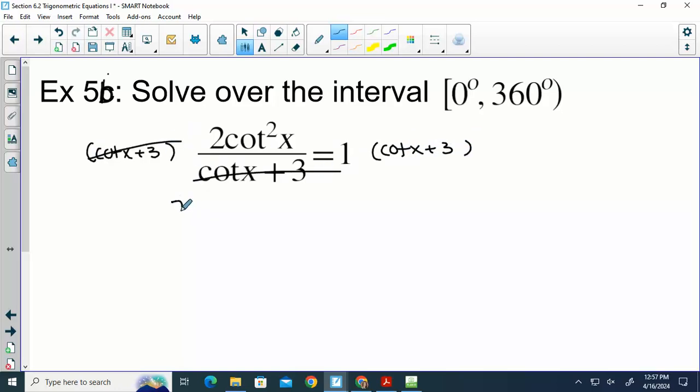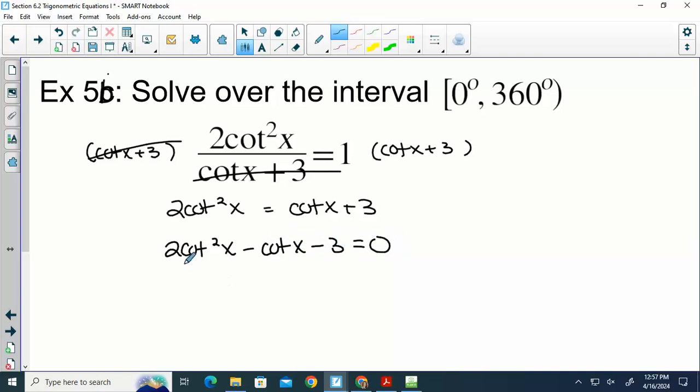Those will go away. Then what? So bring that other one over. I like to keep my square term positive, so I'm going to subtract my cotangent.